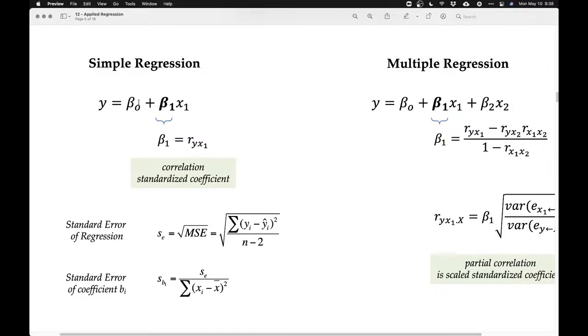When you standardize variables, the coefficients, instead of calling them b, we call them beta. That tells you this is the slope of a fully standardized solution. X's and Y's are all standardized. So your beta coefficients, your regression coefficients, your slopes in a simple regression would simply be the correlation of X and Y, little r.